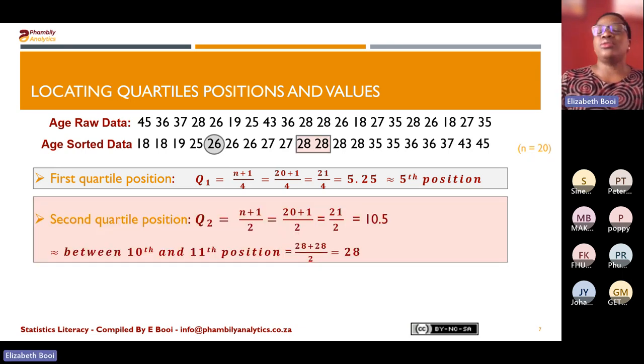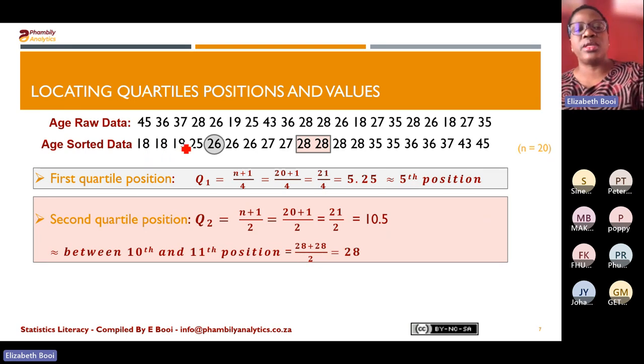To find quartile 2, remember, it's the same thing as your median. I'm not going to stress too much on the median because we covered the median. But the formula is N plus 1 divided by 2. We take 20 plus 1, we divide by 2, and it is on position 10.5. So it's between two values. So we're going to find our quartile value between two values because it's 10.5. It's a fractional value, so it's located between position 10 and position 11.